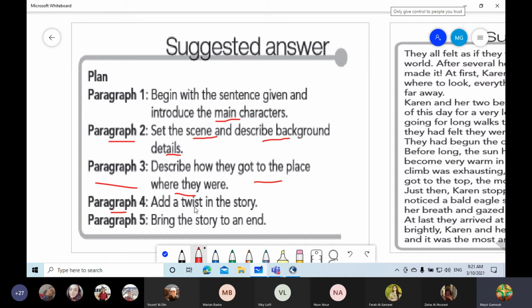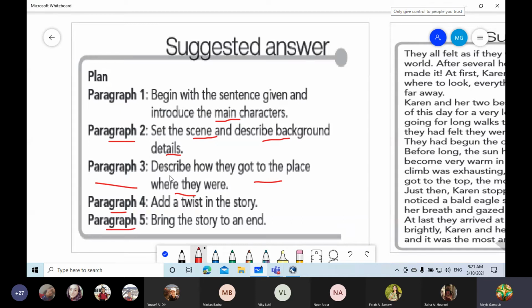In paragraph 4, add a twist in the story. Here you may add a problem, a conflict, or an interrupting event. It might be a happy event or a sad event. You have to make action in the story in order to make it more interesting.